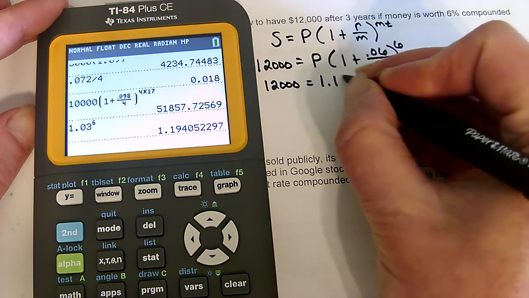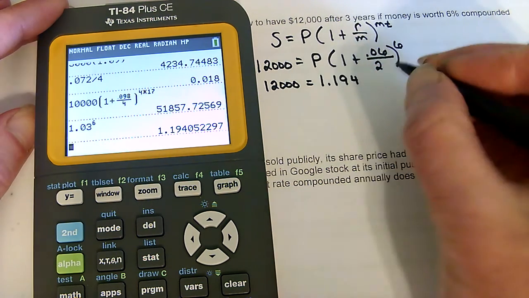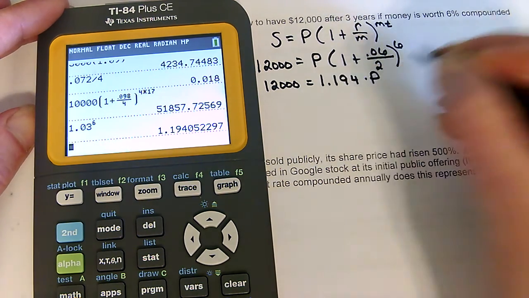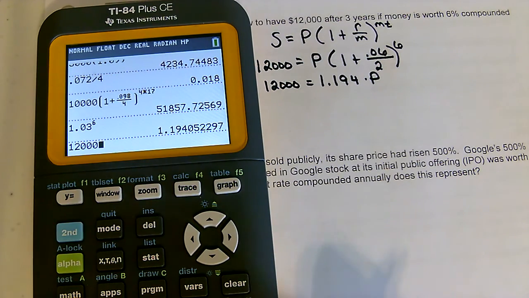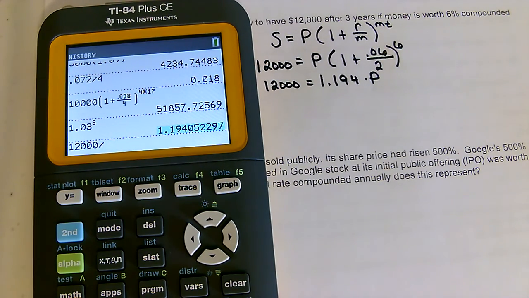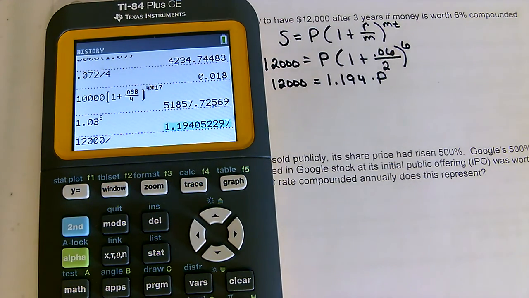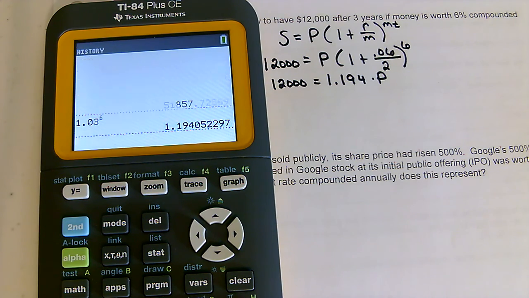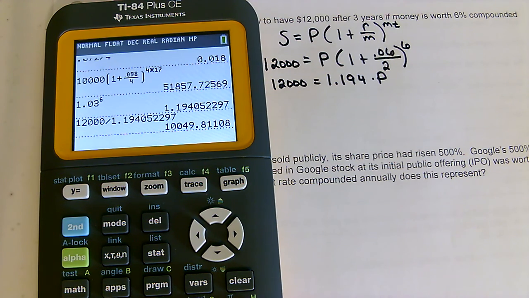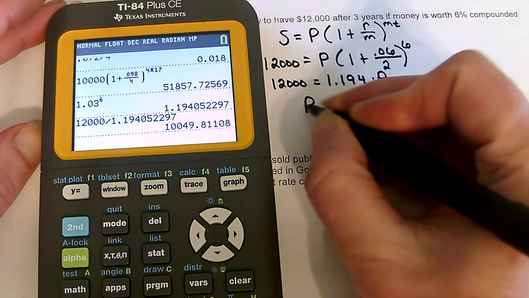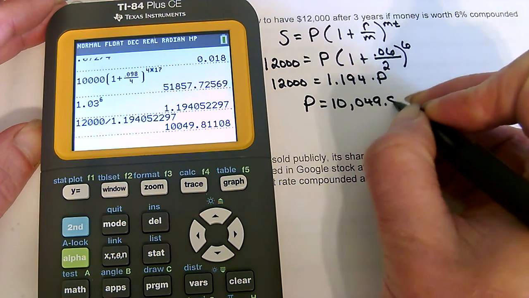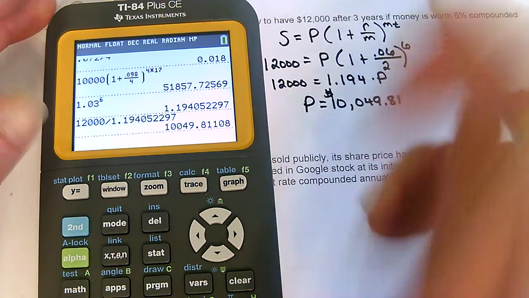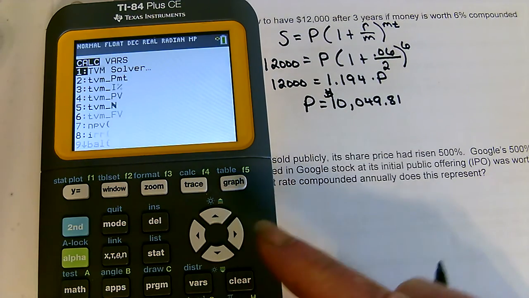That gives me 1.194 times P. But notice I rounded there. It's not going to be as accurate as if I go up in the calculator and select the whole number. And so my principal should be $10,049.81. Let's compare that to doing it in the app.